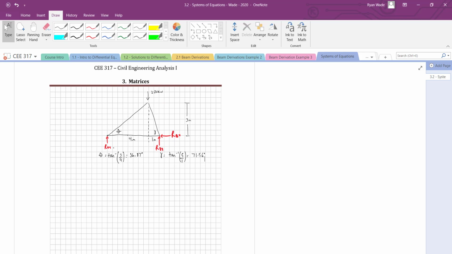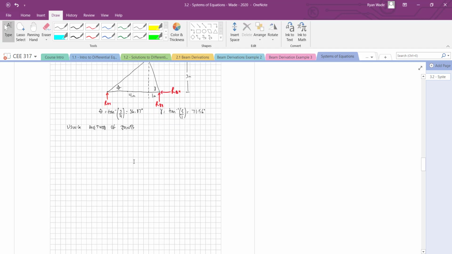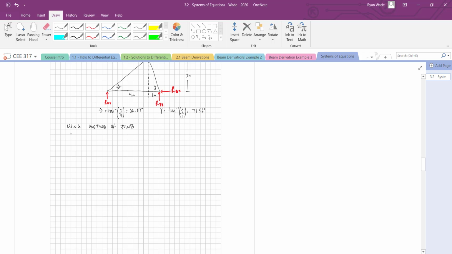And all I've got listed here is my reaction forces, RBY and RBX, and then my applied force. So what we're going to do is use the method of joints. This is the long way of doing it. There is another way of doing it, we'll go over that in another class. But I'm going to go through this simple example to show how we set up the matrix and then how we use it to solve.